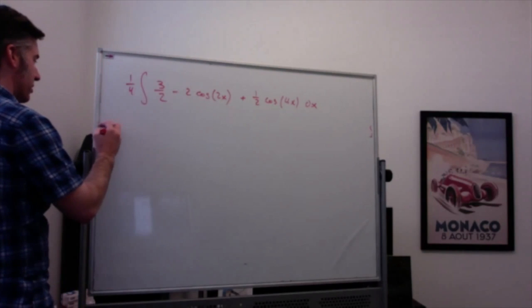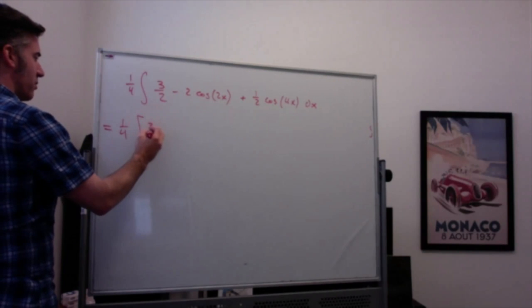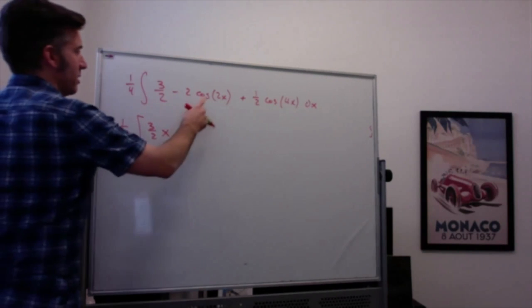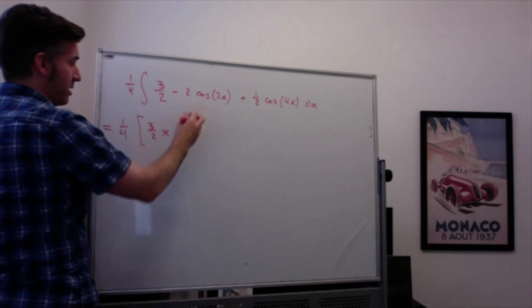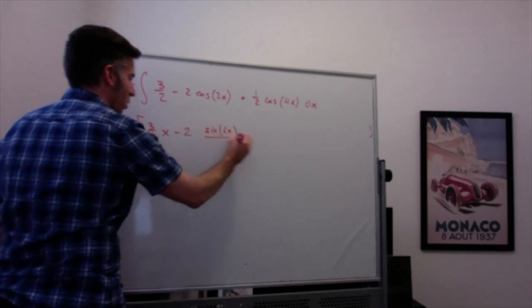So let's integrate. We get 1/4. Integral of 3/2 is 3/2 x. Integral of cosine of 2x is going to be sine of 2x over 2.